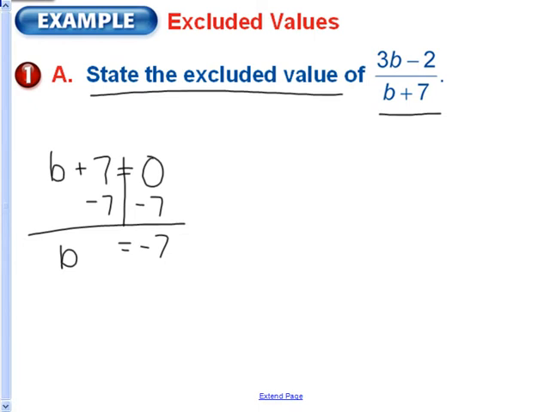I think we came to the conclusion that our excluded value is when b is equal to negative 7. So we'd say the excluded value is negative 7. So we can never have negative 7 as one of our answers.